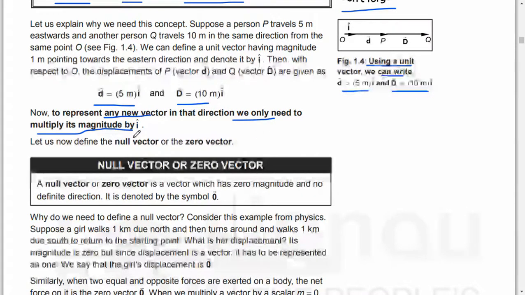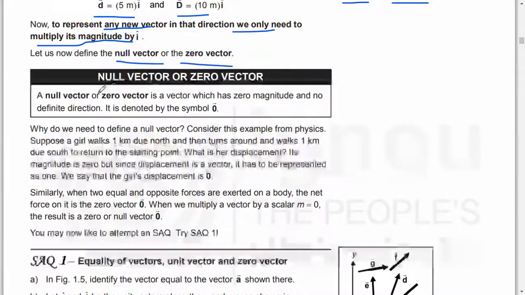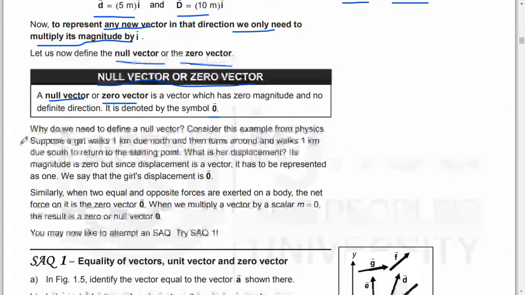Let us now define the null vector or the zero vector. A null vector or zero vector is a vector which has zero magnitude and no definite direction. It is denoted by the symbol zero cap, zero vector. Why do we need to define a null vector?